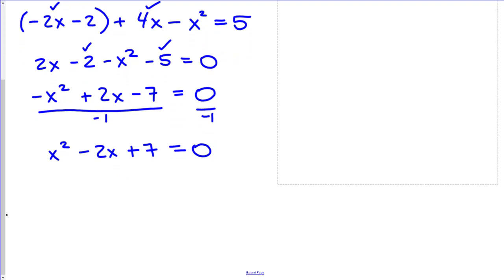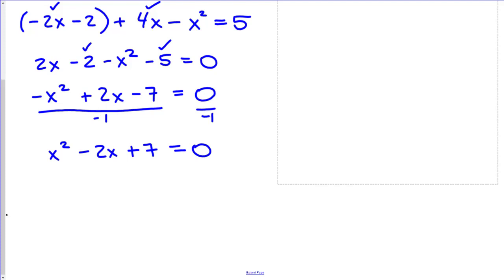Now, if I try to factor, the only factors of 7 are 7 and 1. So 7 and 1, if they're both negative, they could add to negative 8, or positive 8 if they're both positive. If they differ in sign, I could either get negative 6 or positive 6. There's no way that I can get those factors to add up to negative 2. Which means I either need to rely on completing the square or the quadratic formula to continue solving this problem.